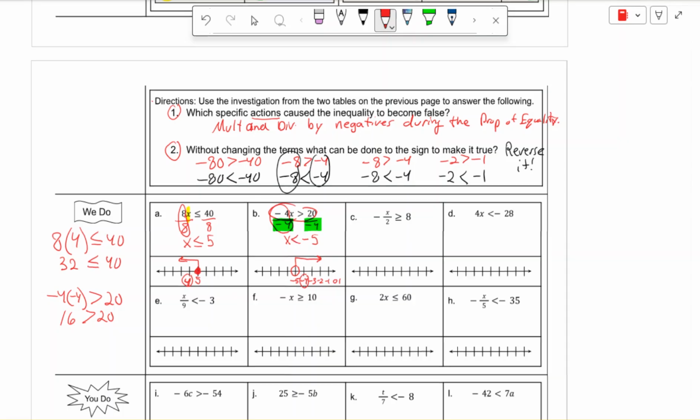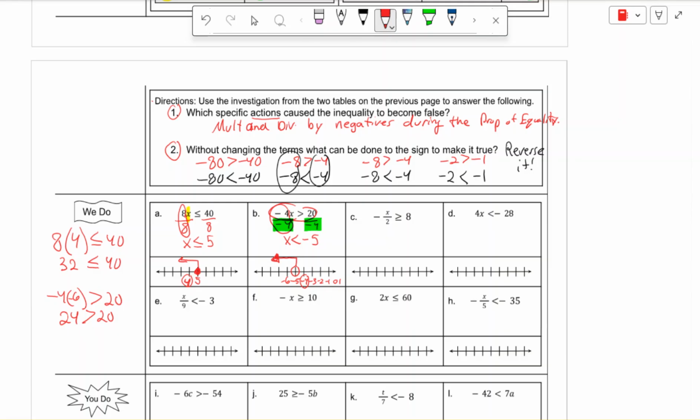And so that means our arrow is reversed, and it goes to the left because x is less than. Now pick something less than negative 5. How about negative 6? Why don't we erase the negative 4 and the 16 and put a negative 6 in here? A negative times a negative is a positive, and 4 times 6 is 24. Is 24 greater than 20? Yes.